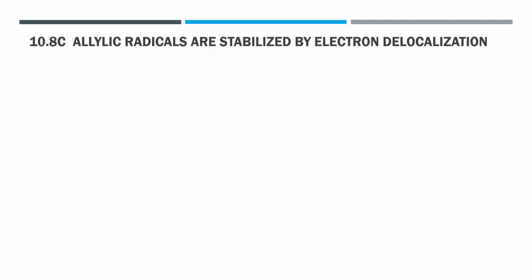So today we'll be starting with our discussion, continuing with chapter 10. It's all about radical reactions. In the previous meeting, we talked about the allylic radicals being stabilized.